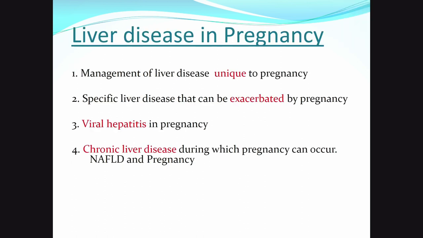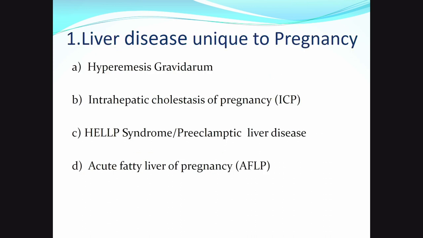And there are specific medical problems. Usually they are mild, and if those medical problems come in pregnancy, the outcome may not be very good. Then I'm going to talk briefly on viral hepatitis in pregnancy, and finally, a woman with chronic liver disease, if she gets pregnant, what would be the scenario and how do you manage the patient? So the liver diseases unique to pregnancy are, the first one is hyperemesis, as I mentioned. Second is intrahepatic cholestasis of pregnancy. Thirdly, HELLP syndrome and preeclamptic liver disease. And fourthly, acute fatty liver disease of pregnancy.